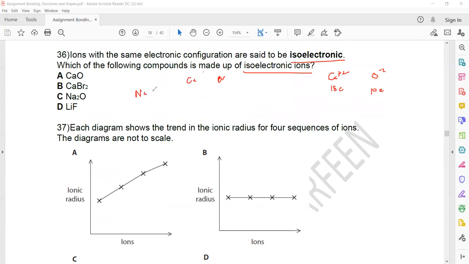And when we check sodium oxide, in sodium oxide there will be a sodium ion and an oxide ion. Sodium has 11 electrons, but with plus 1 it will have 10 electrons. And oxygen has 8 electrons, with minus 2 it will have 10 electrons. So both the ions have the same number of electrons, that's why we call them isoelectronic. Is it clear? Question 36.